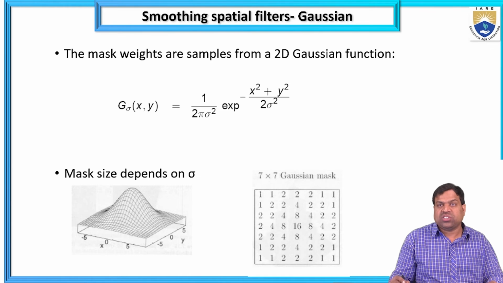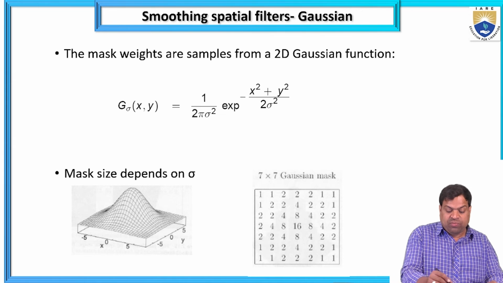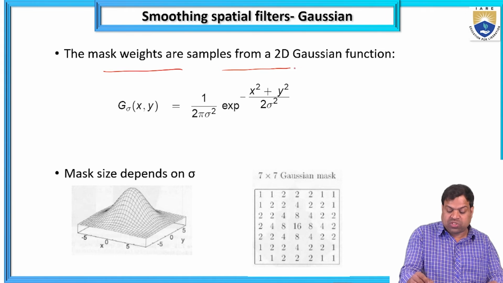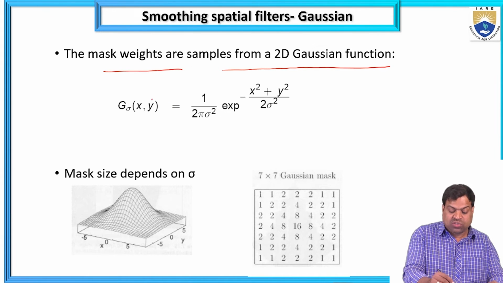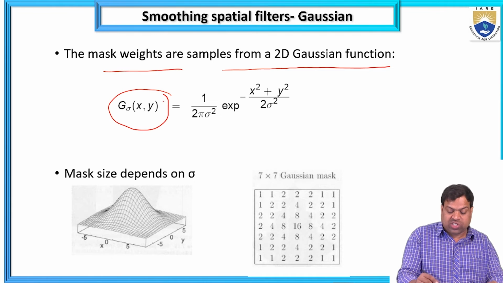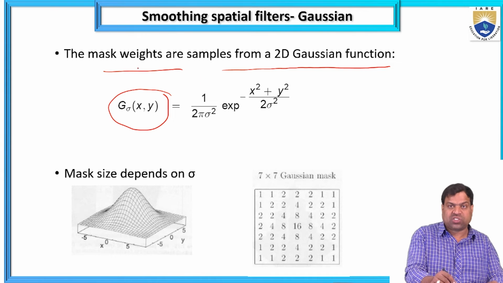So the mask weights are samples from a 2D Gaussian function. So what are the mask weights of the samples from the 2D Gaussian function? The Gaussian function g(x, y) = 1 / (2πσ²) × exp(-(x² + y²) / (2σ²)). It is a Gaussian function of mask weights.